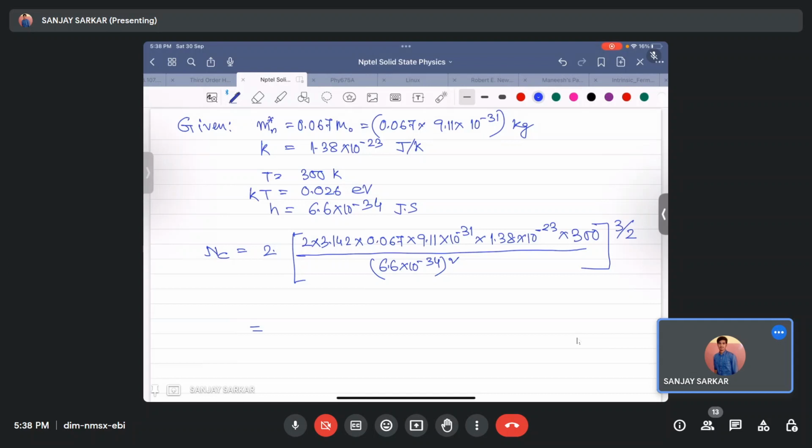We have 2 into 3.142 into 0.067 into 10 to the power minus 31, 1.38 into 10 to the power minus 23 into 300. And it is divided by 6.6 into 10 to the power minus 34 square.